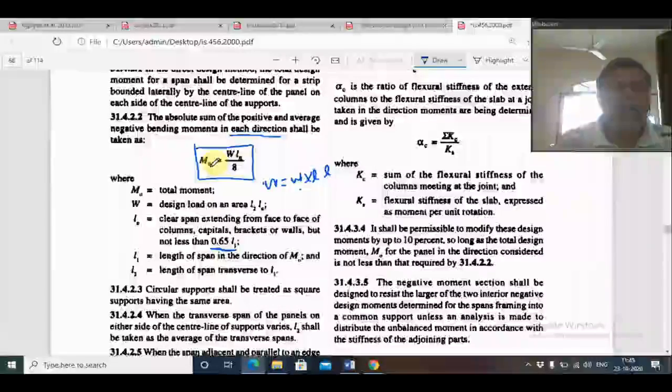For this M0, if you are using the longer direction, you can keep that as L1. For the shorter direction, you can keep that as L1. This is the length of the span, which can be called L1.